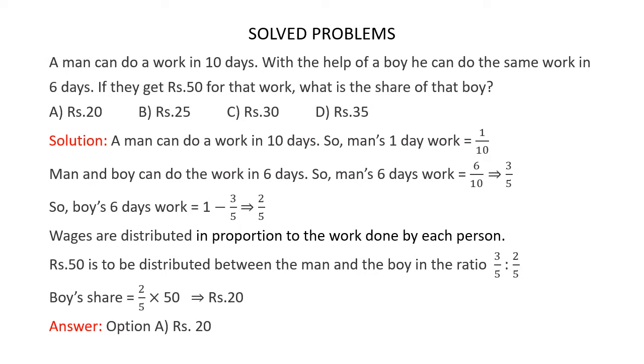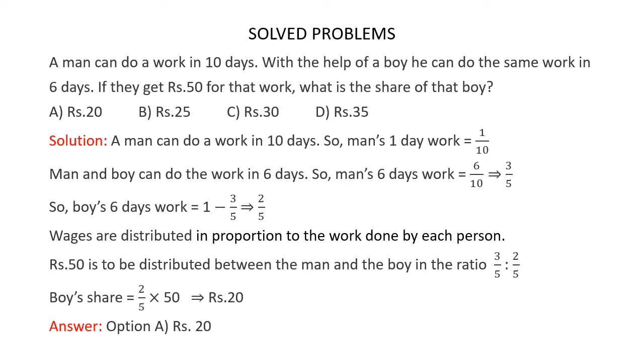Now, man and boy together have worked for 6 days. And in those 6 days, the man's work is 3 by 5. So the remaining work is being done by the boy. So the boy's 6-day work is 1 minus 3 by 5, which is 2 by 5. So the man's 6 days work is 3 by 5 and the boy's 6 days work is 2 by 5.